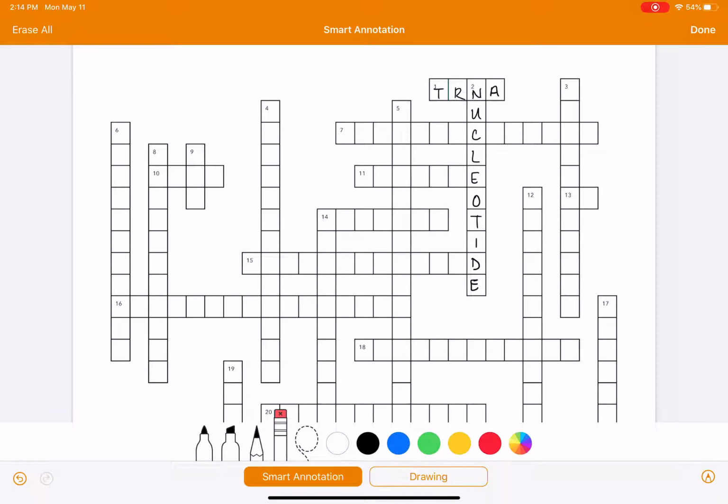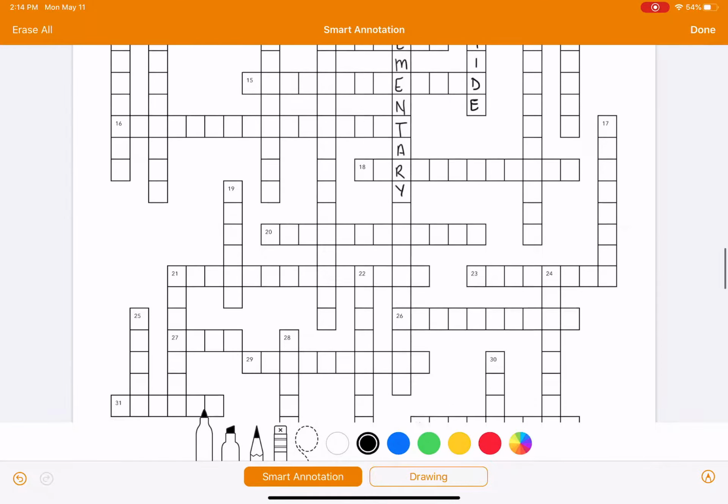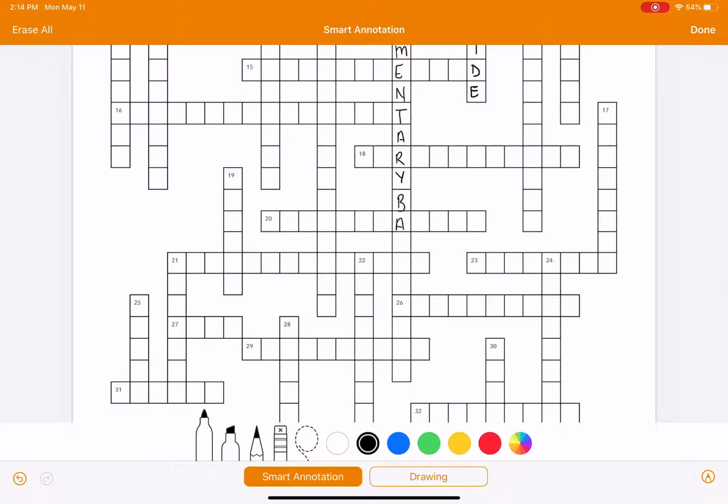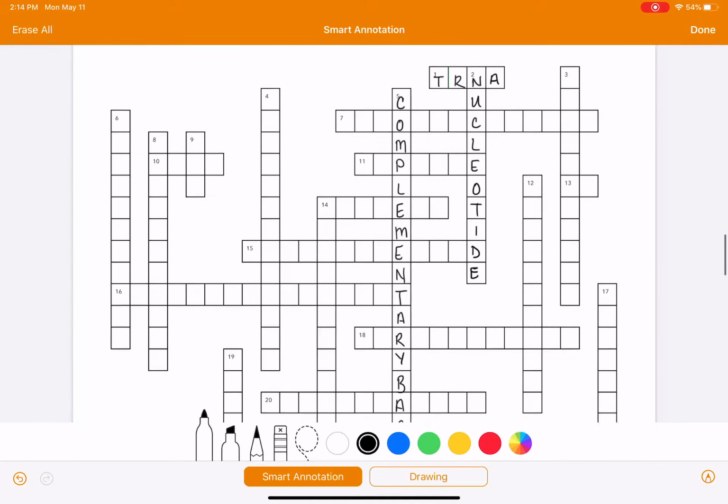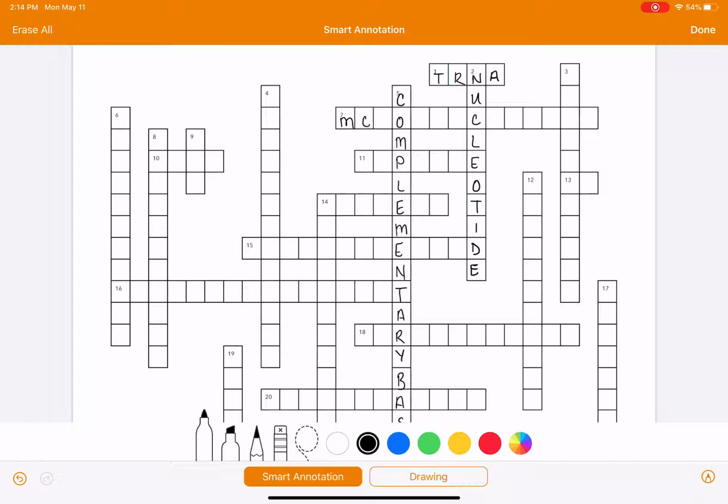Let's try 5 down. 5 down, adenine and thymine. 3 words, complementary base pairs. Oh, duh, glucose is a monosaccharide. Complementary base pairs. Glucose is a monosaccharide.